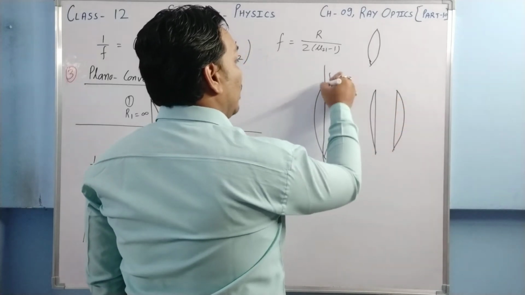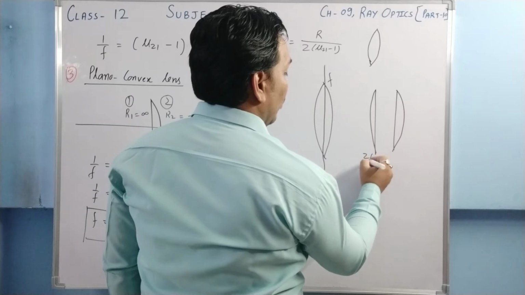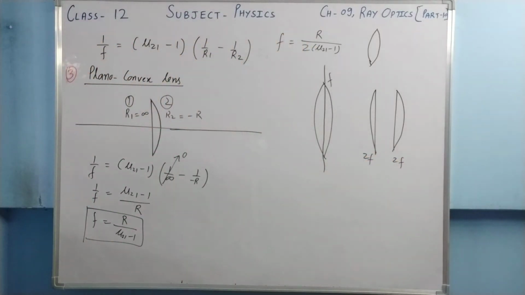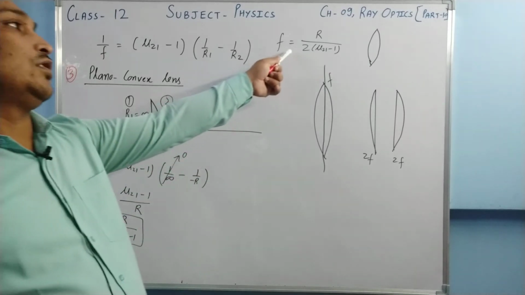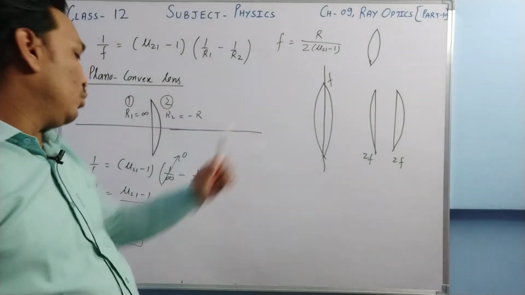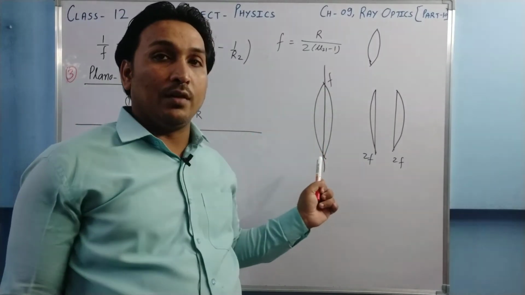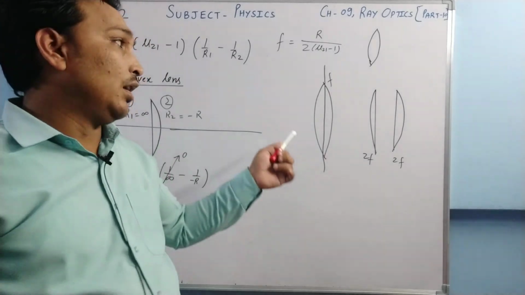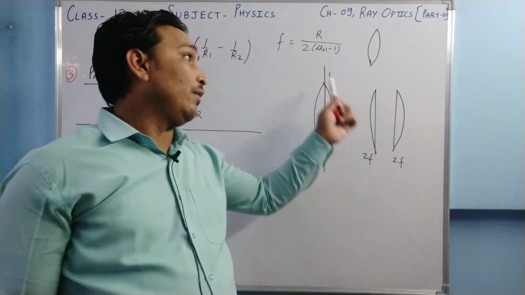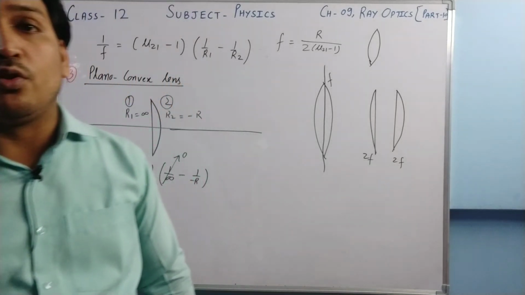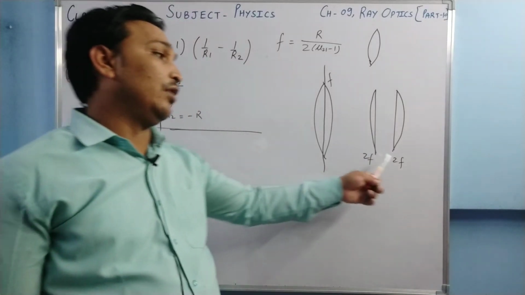So if its focal length is f, their focal length is going to be 2f. Is it clear? You can see the focal length of this one is 1 upon 2 of the whole. So if the lens is broken into two parts like that, and its focal length is f, the new plano-convex lenses will have focal length 2f and 2f.